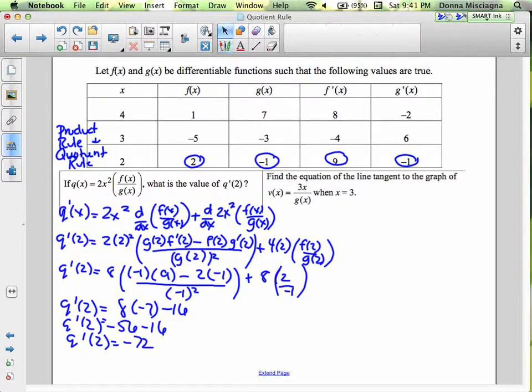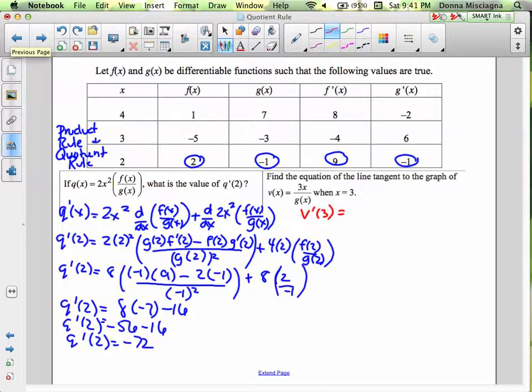It took up a lot of space, but it really wasn't that difficult, right? Let's do the next problem. Find the equation of the line tangent to the graph. So now we want to find an equation. Hope we have enough space there. v of x equals 3x divided by g of x when x is 3. All right, now we got a quotient rule. So v prime of x, actually it's going to be x equals 3, so let's just plug the 3 in. So v prime of 3 is going to be the derivative, yeah, we'll do this right now.